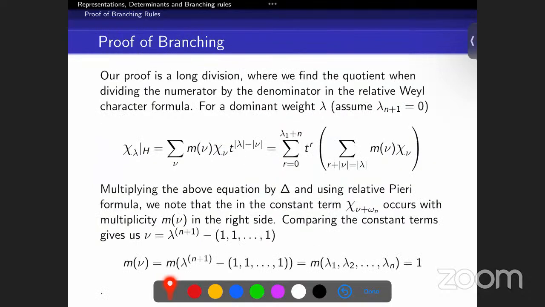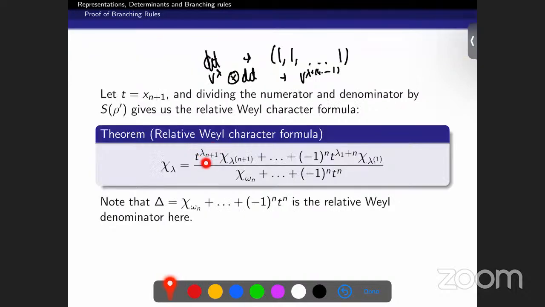As I said, we can always assume that this lambda n plus 1 is 0. Because the whole thing was homogeneous in terms of all the variables, this t parameter, which was the x n plus 1 parameter, would try to maintain the homogeneity in some manner. So we'll be doing an induction on t, on the degree of t. We compare the lowest order terms, which are the constant terms. As lambda n plus 1 is 0, the constant term is nothing but chi lambda n plus 1. This superscript bracketed n plus 1, we already defined what it means, right?